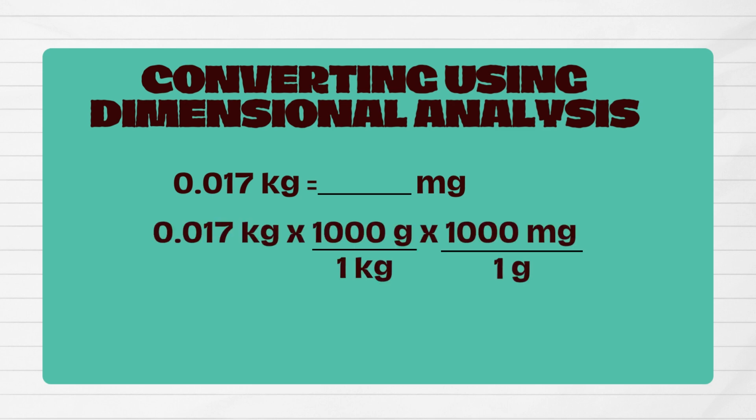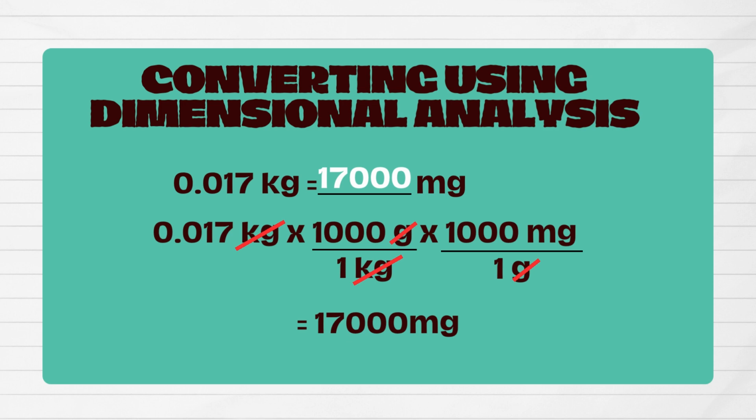So here's the solution. 0.017 kg times 1000 grams over 1 kg times 1000 mg over 1 g. Cancel like terms. Then the mg will be left. Then the answer will be 17,000 mg. In 0.017 kg, there are 17,000 mg. That's it. It's all about the measurements.